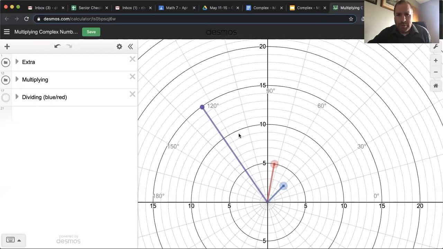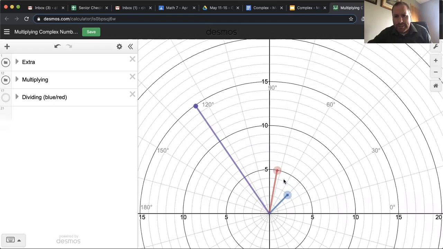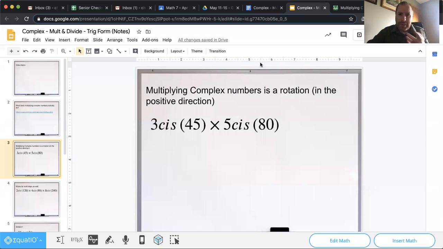And so we can see purple is out at 15, and its angle's a little more than 120. Maybe 125, 130, I guess it's a little closer, so maybe 130 degrees. So I would say this result is about 15 cis 130. Something like that. And so I can take a look at what is actually happening. This is 5 and 3, and we're multiplying, and we got 15. So that part makes some sense: 3 times 5 being 15.